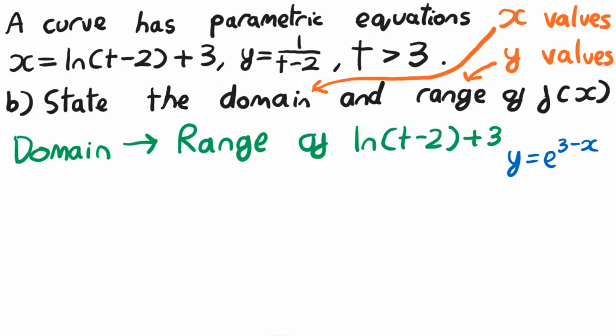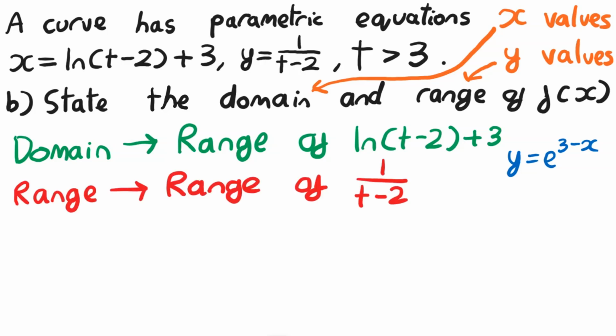And it's pretty much the same for the range. So the range is the possible y values. And you can see here that we have an equation with y as the subject. So therefore the possible y values are going to be the range of values that this function here, 1 over t minus 2, can give out for this inequality here where t is bigger than 3.